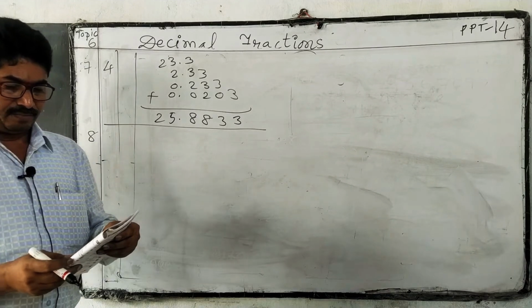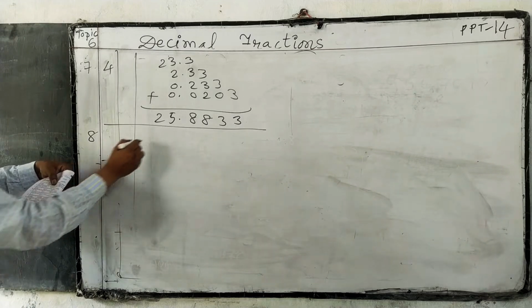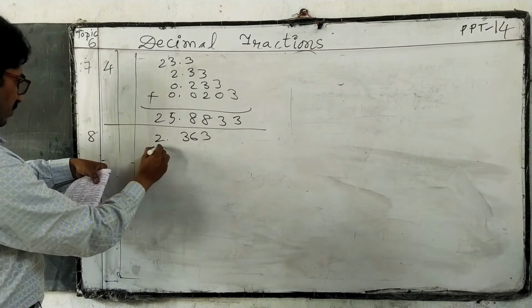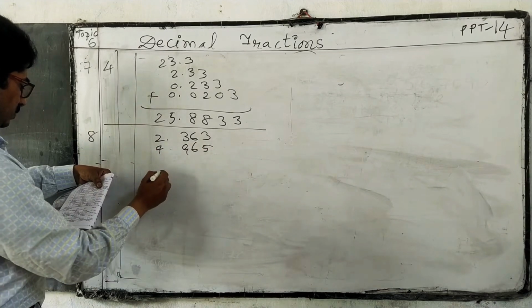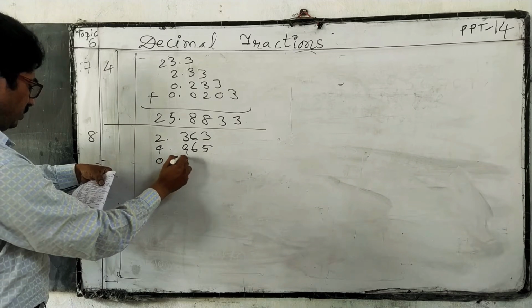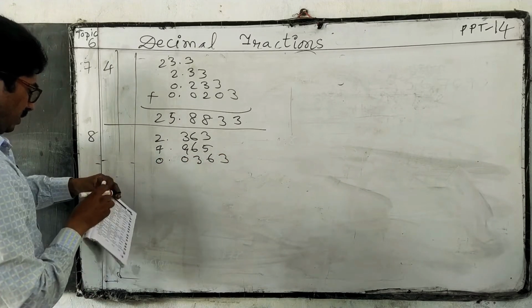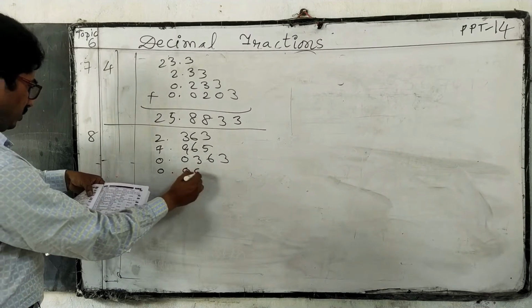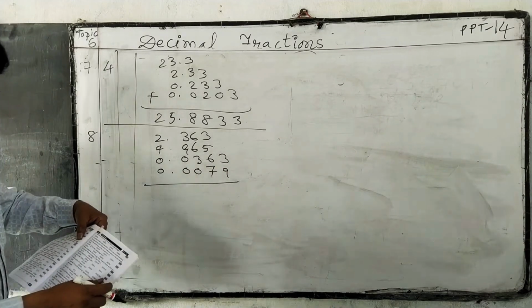Next, 8th problem. What will be the sum of the numbers 2.363, 7.965, 0.0363 and 0.0079? So what is the sum?